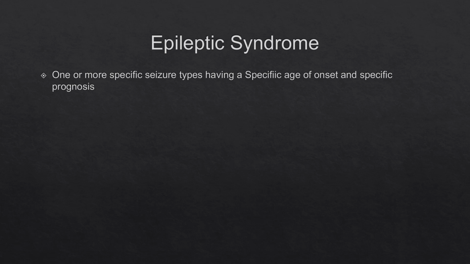What is epileptic syndrome? Epileptic syndrome refers to one or more specific seizure types having a specific age of onset and specific prognosis. For example, think about the children having West syndrome. Usually, the seizure starts in infancy. Usually, it is of myoclonic type. Usually, it is well responsive to treatment, that is ACTH. So this is a specific type of seizure, that is myoclonic seizures, specific age of onset, that is infancy, and having a specific prognosis. So we can call it an epileptic syndrome.